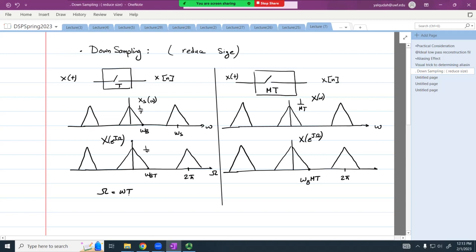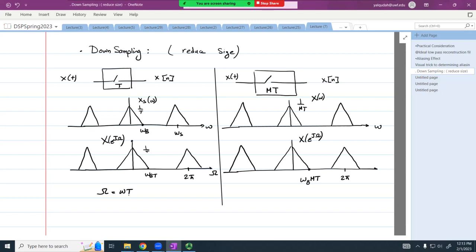However, if I'm undersampling, this is going to get wider, and the magnitude is going to get scaled, smaller too. It's going to be 1 over M multiplied by T, and it's going to be wider. Together? This comes directly. If it is T, it's 1 over T, and omega_B is going to be omega_B multiplied by T. If it is MT, 1 over MT, omega_B multiplied by MT.